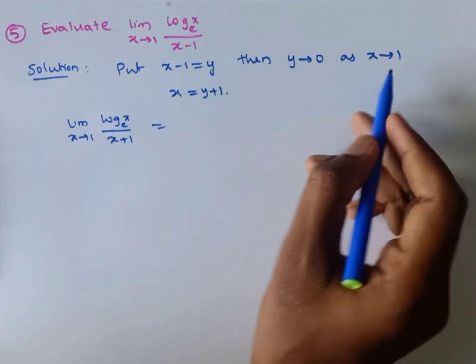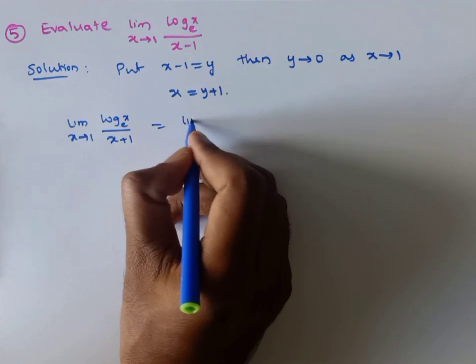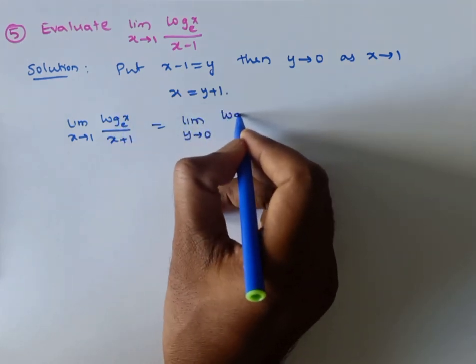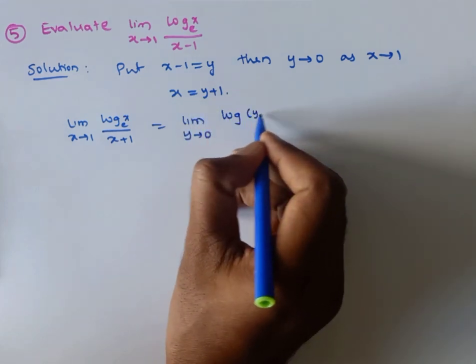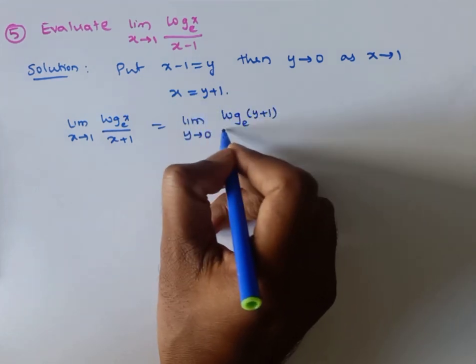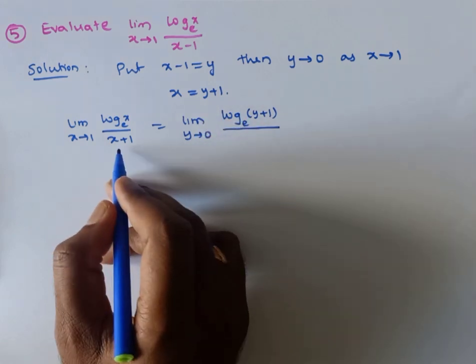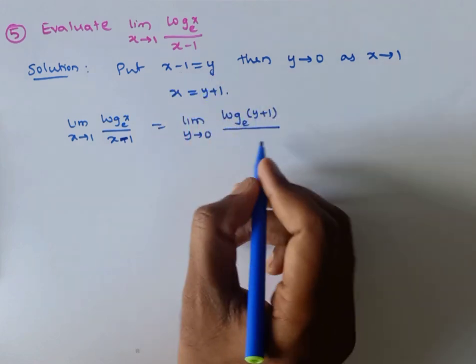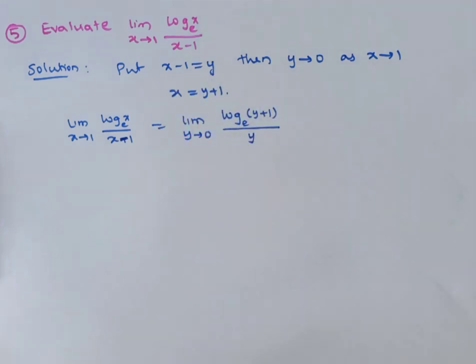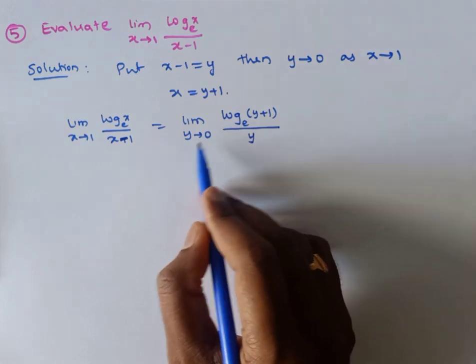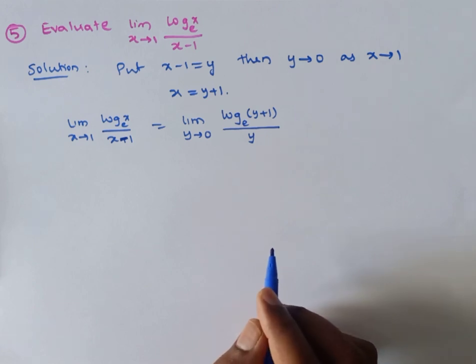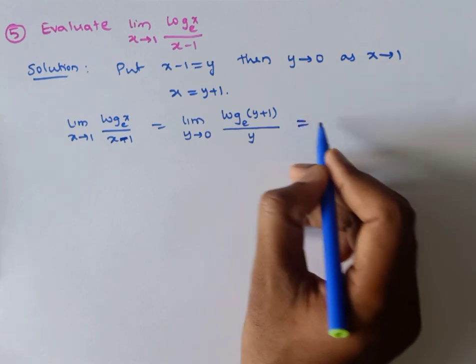Then see, x goes to 1 and y goes to 0. So limit y tends to 0 of log of x, which can be written as log of y plus 1 to the base e, divided by x minus 1, and x minus 1 is nothing but y. Now there is a formula related to limit x tends to 0 of log of x plus 1 by x, which is 1, right? So here we can apply that formula, which equals 1.